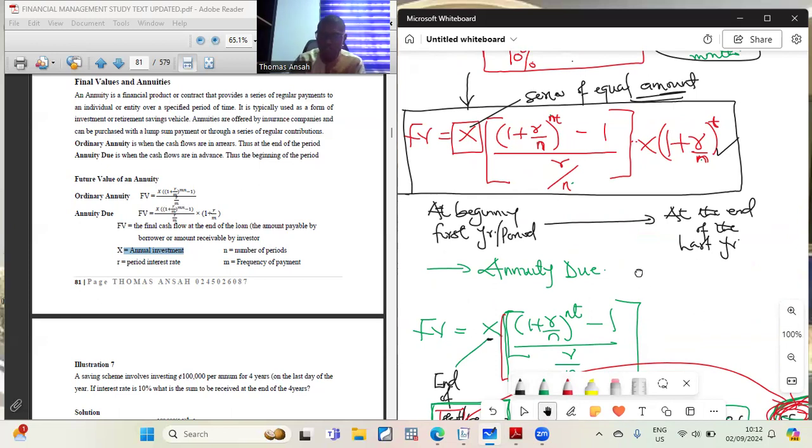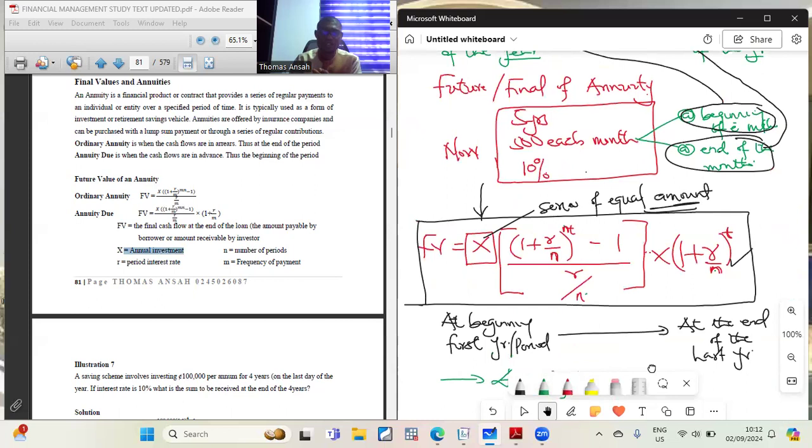So in this case of my example, the 500 cedis each month. I'm depositing the money each month. So the question has to tell us how many times this percentage is compounding. Let's say it is also compounding each month. That means there are 12 months in a year, right? So if it is compounding monthly, that is 12 times in a year.